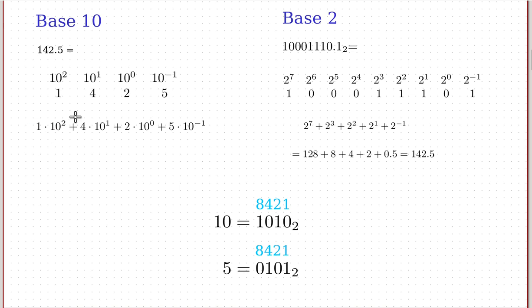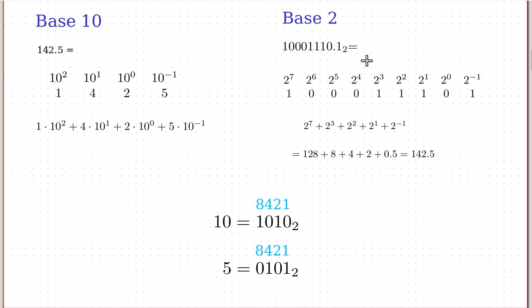We got 1 copy of 10 squared, 4 copies of 10 to the first, 2 copies of 10 to the 0, that's just 2, and then 5 copies of 10 to the negative 1, which is 1/10. So 5 copies of 1/10, that's 1/2. So that's where the 0.5 comes from, that's 1/2. So you add them all up, and that's the value of the number.